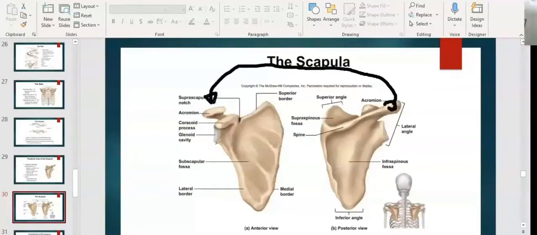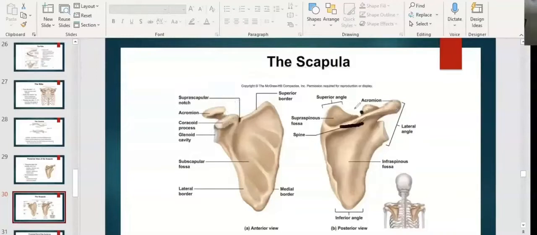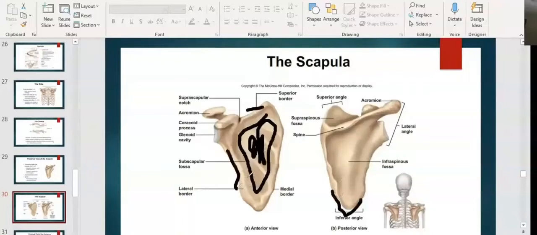That's the acromion. Below the acromion, I told you you're going to have this cavity, which is going to be the glenoid cavity. And on the other side of the acromion, you're going to have the coracoid process, this one right here. This is the spine again. This space that you have on top of the spine is the supraspinous fossa. This space that you have right here below the spine is going to be the infraspinous fossa, and those are in the posterior view. In the anterior view, you're going to have this one, which is going to be called the subscapular fossa. The top is the superior border, the bottom is the inferior angle. The side, you're going to have the lateral border right there.